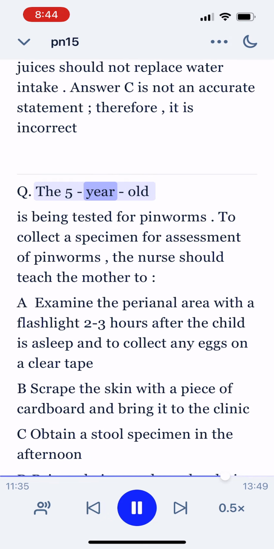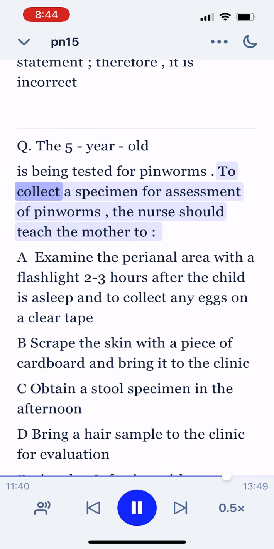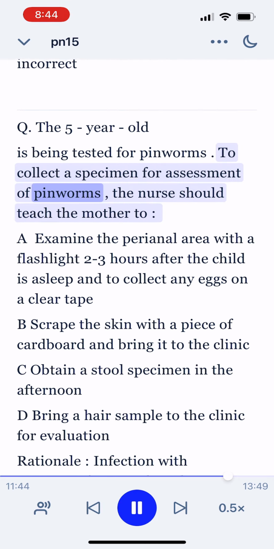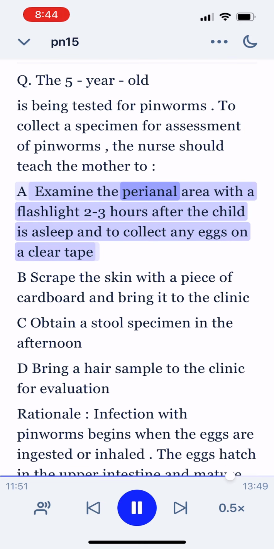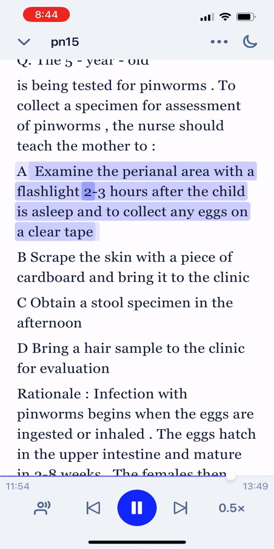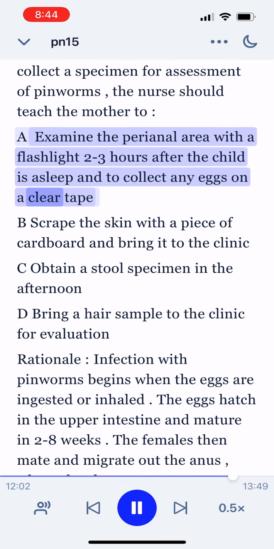Q. The 5-year-old is being tested for pinworms. To collect a specimen for assessment of pinworms, the nurse should teach the mother to A. Examine the perianal area with a flashlight 2 to 3 hours after the child is asleep and to collect any eggs on a clear tape.